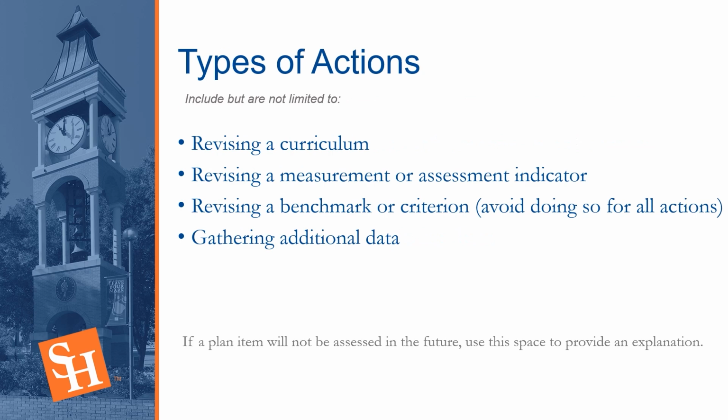Types of actions could include, but are not limited to, revising curriculum, revising a measurement or assessment indicator, revising a benchmark or criterion, avoid doing so for all actions, or gathering additional data. If a plan item will not be assessed in the future, use this space to provide an explanation of why it will no longer be assessed or included in the plan.